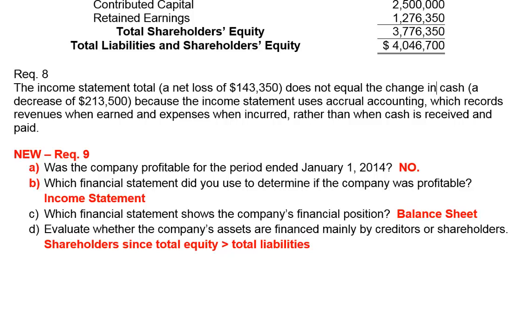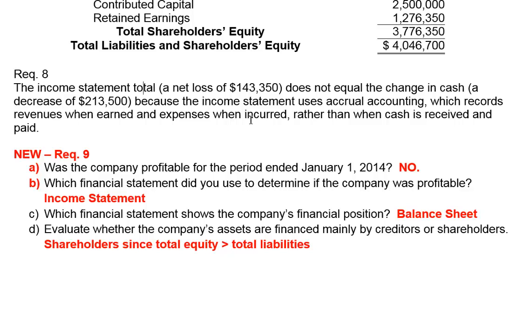So in our case, it would be highly coincidental that our cash balance would equal our income statement profit, or in our case loss, of $143,350 loss. Our cash is not the same as that because cash is calculated based on cash received less cash going out. But accrual-based accounting also looks at revenue earned and expenses incurred, regardless of when cash is received and cash paid out.